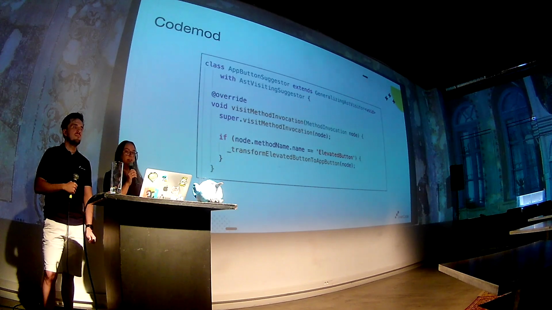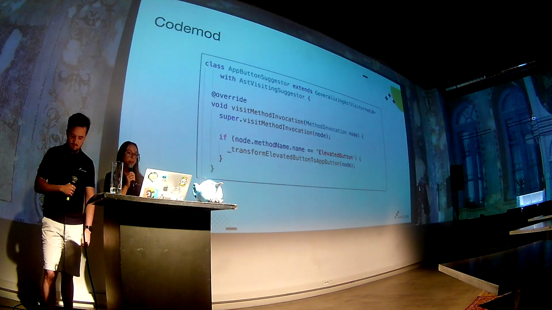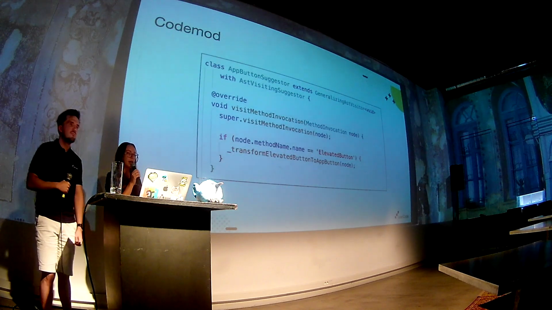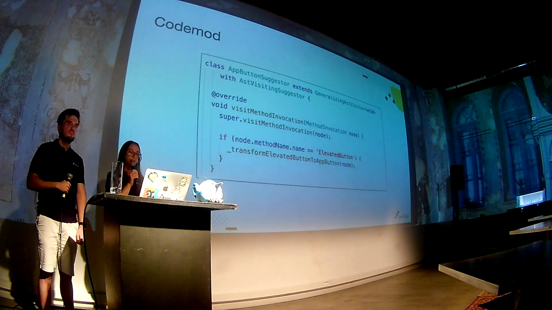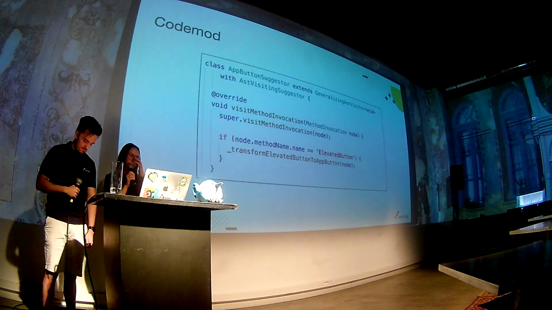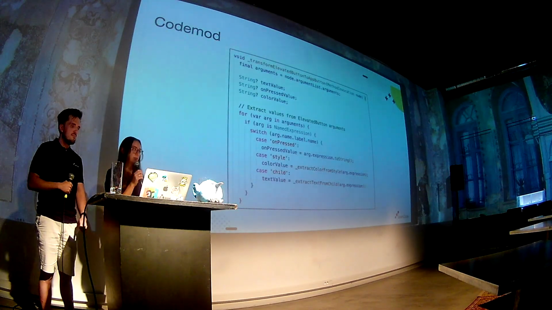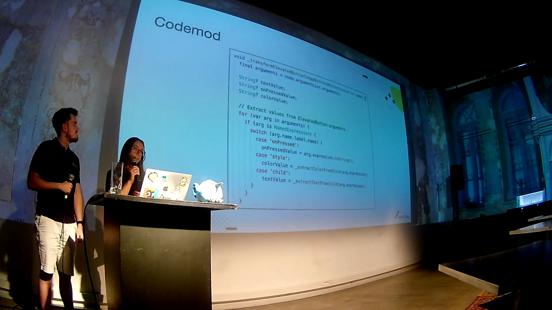But the good news is there are tons of visit methods available, and you can choose from them depending on what you're looking for. So you've got visitConstructorDeclaration, visitFieldDeclaration, visitFunctionReference, and then many others. So you can always search through them and find the one that best suits your specific use case. And if the node is recognized as an ElevatedButton, we're going to handle its arguments.